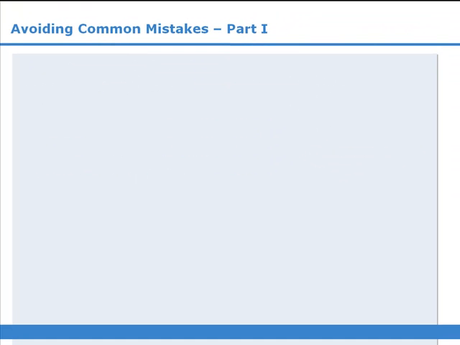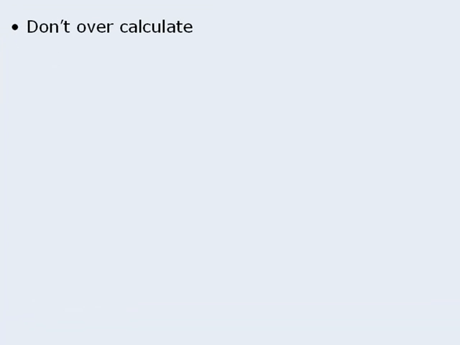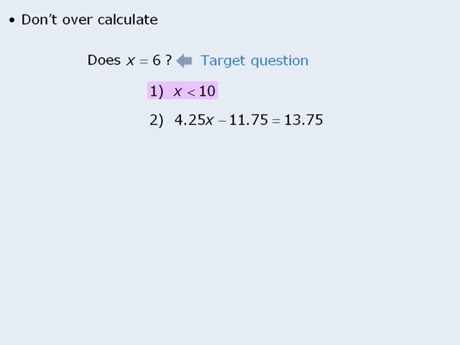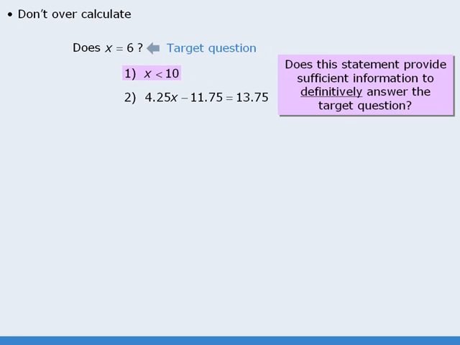The next tip is do not overcalculate. Here's an example of this. In this question, we are asked to determine whether or not x equals 6. Statement 1 tells us that x is less than 10. Does this statement provide sufficient information to answer the target question? No, x could equal 6 or it could equal a different number. So statement 1 is not sufficient.